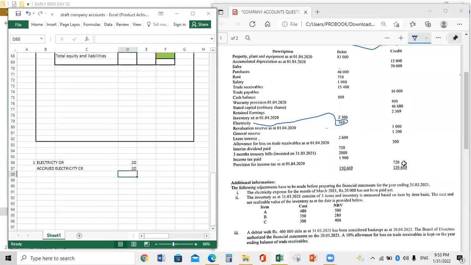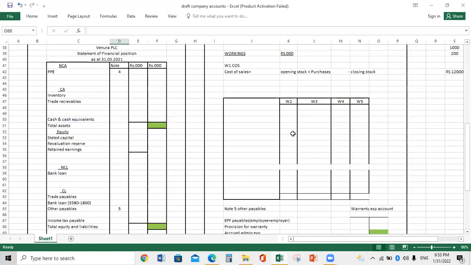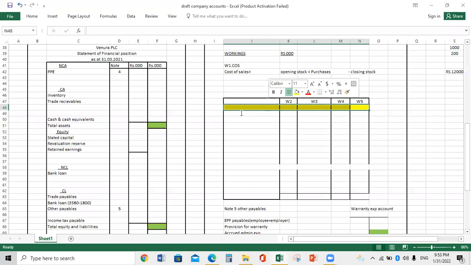So guys, electricity is an administration expense. For administration expense, always leave one line. If there is any trial balance value given, you have to record it. So you can say electricity, it's an administration expense, working number 3. Go to working number 3 and say 189,000.